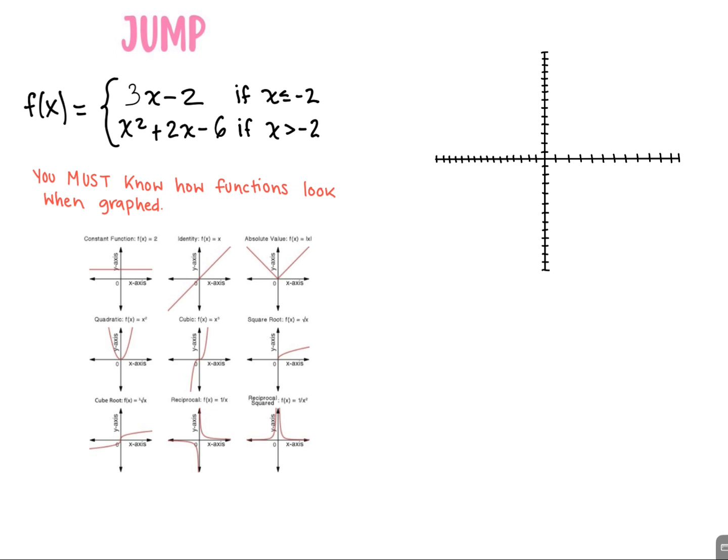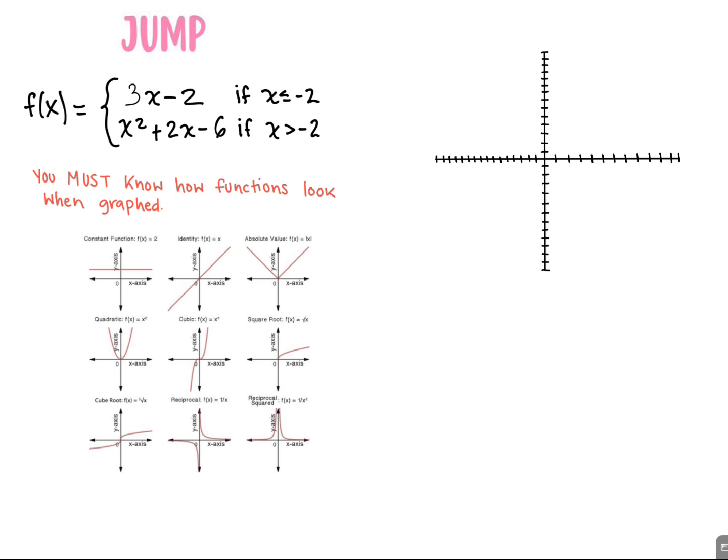Let's take a look at this example right here. We have the piecewise function. We have function number 1, which is 3x minus 2, and we're told that x needs to be less than or equal to negative 2. The second function is x squared plus 2x minus 6, and x needs to be greater than negative 2.